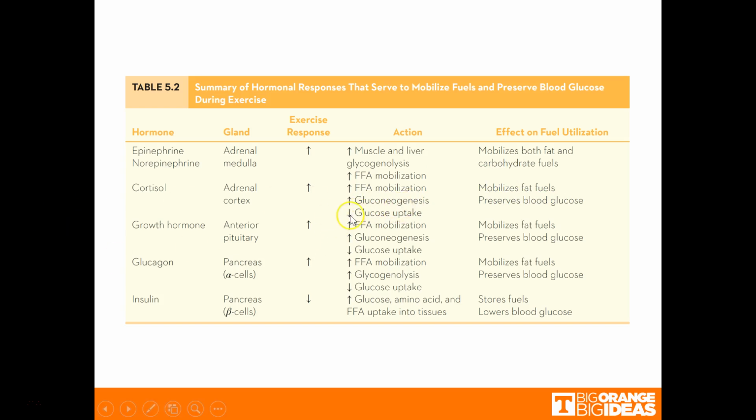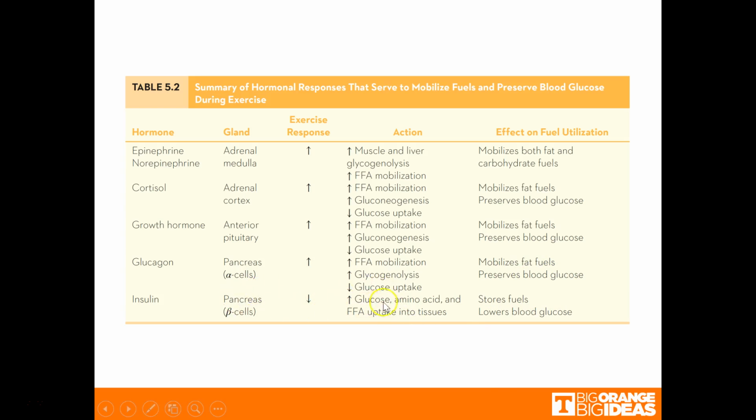And so that's going to mobilize the fat fuels as well as help to preserve the plasma glucose. You also will see a decrease in glucose uptake by the muscles. Growth hormone, again, free fatty acid mobilization, increased gluconeogenesis, decrease in glucose uptake, and so that's again going to mobilize the fatty acid and preserve the blood glucose. Glucagon, increase free fatty acid mobilization, increase the breakdown of glycogen, as well as decrease glucose uptake, again making those free fatty acids more available and to help preserve the blood glucose.